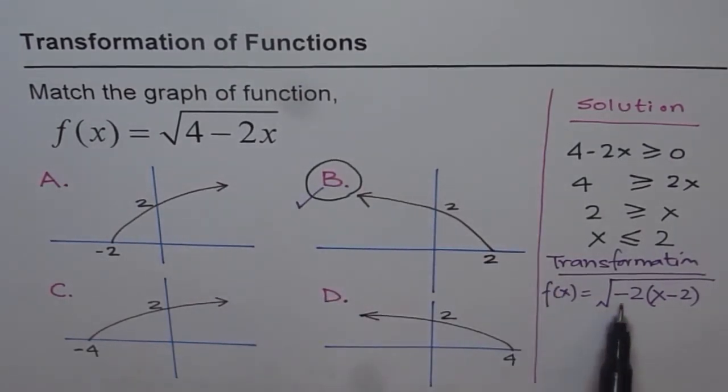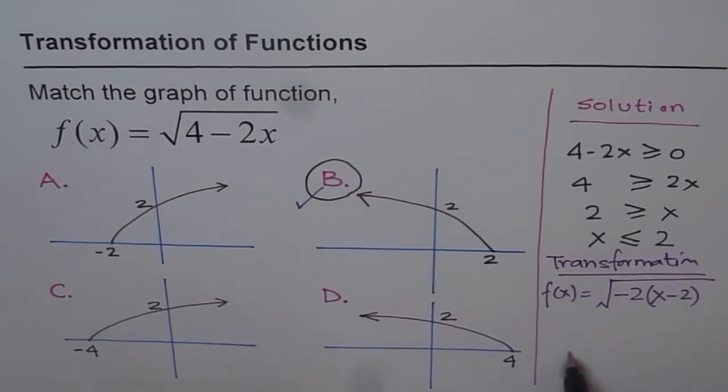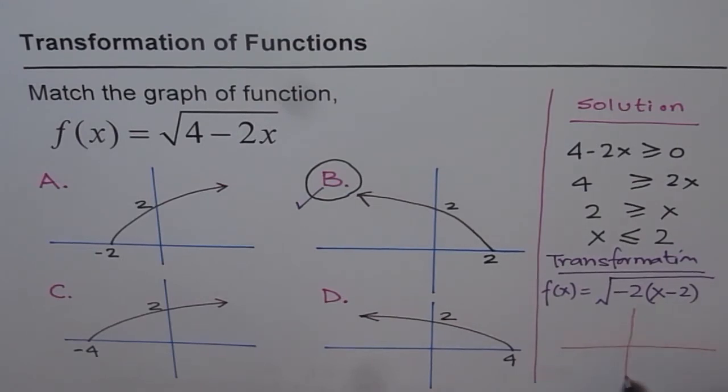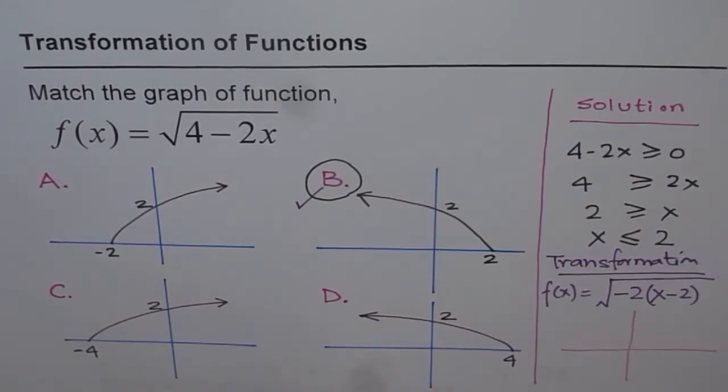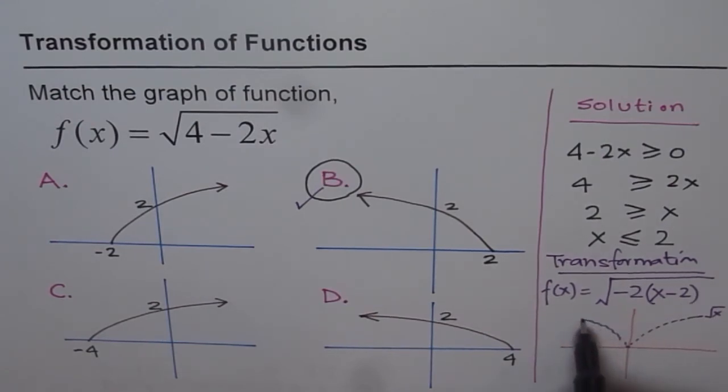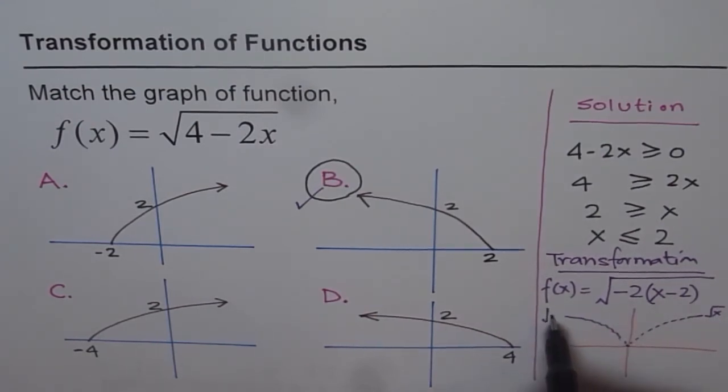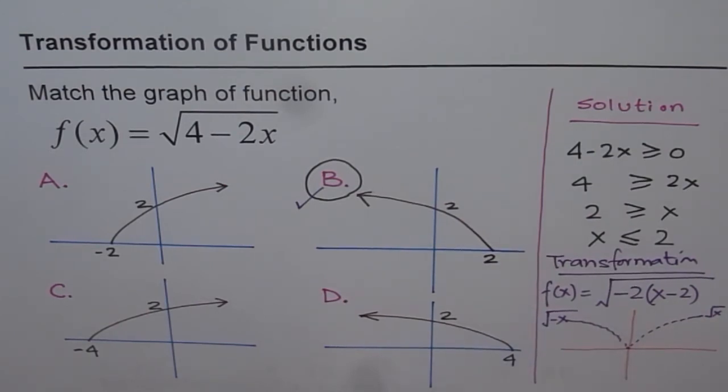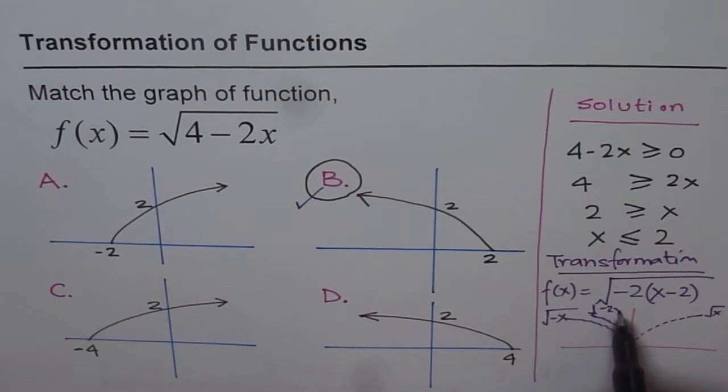Since it is reflection on the y-axis, if you want to sketch this graph, what are the steps? The normal function is kind of like this. This is square root of x. Now, if you do this, it gets reflected. This is square root of minus x. That's the next step. Now, the stretch: this is horizontally compressed, so it becomes more like this. So this is square root of minus 2x.